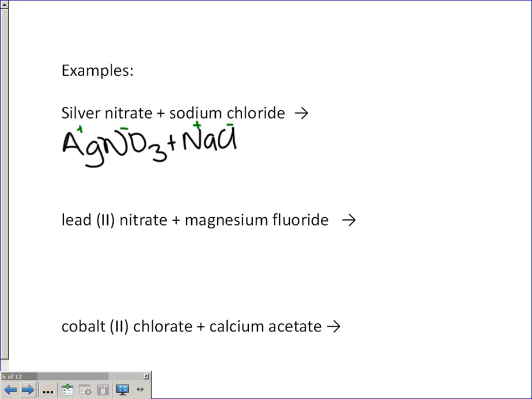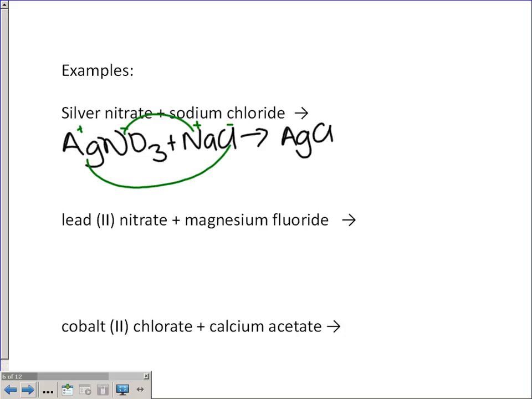So it's kind of like the FOIL method. First, outside, inside, last. Silver is going to bond with chlorine. Well, the only thing left in silver nitrate is nitrate, which means that nitrate must bond with sodium. Now, here's where it gets a little bit tricky because you have to both flip-flop and crisscross charges. So silver has a +1 charge, chlorine has a -1 charge.